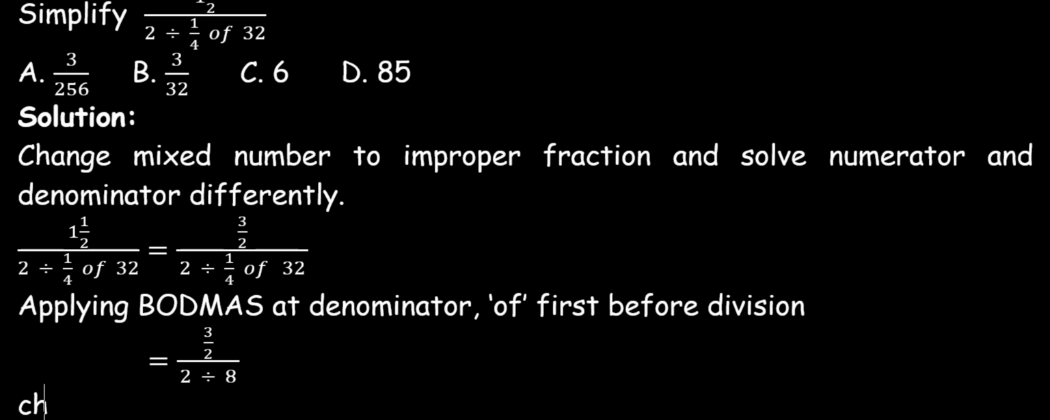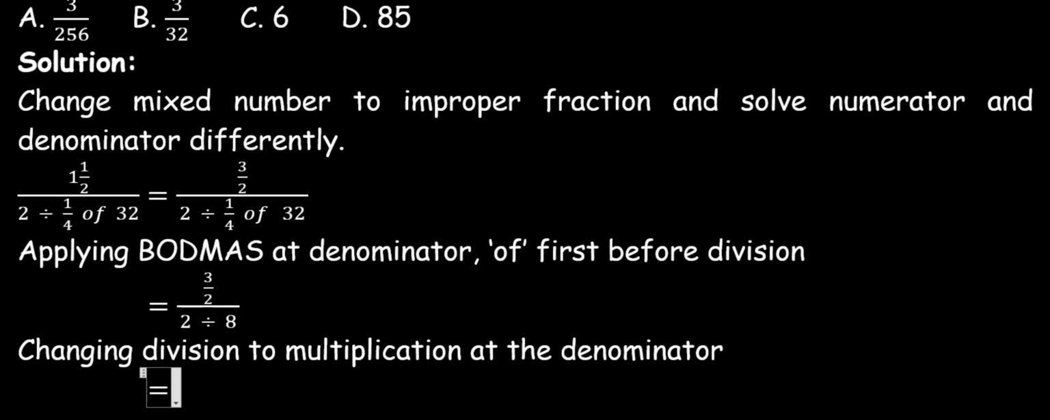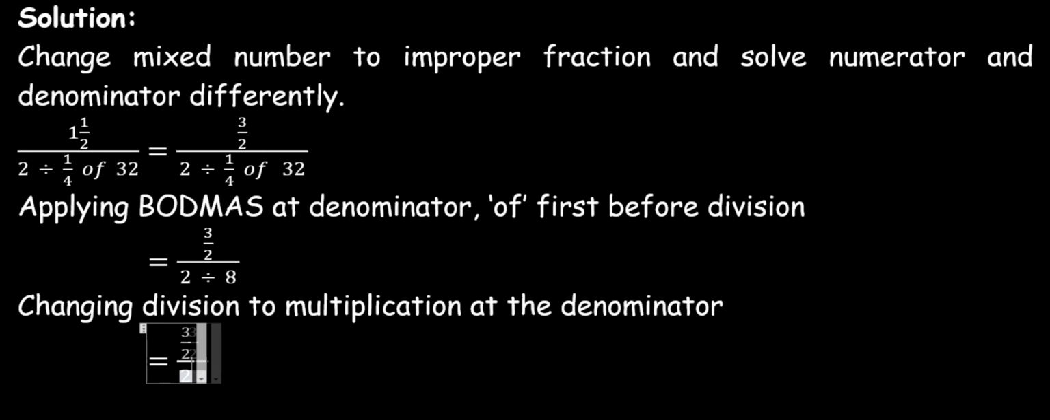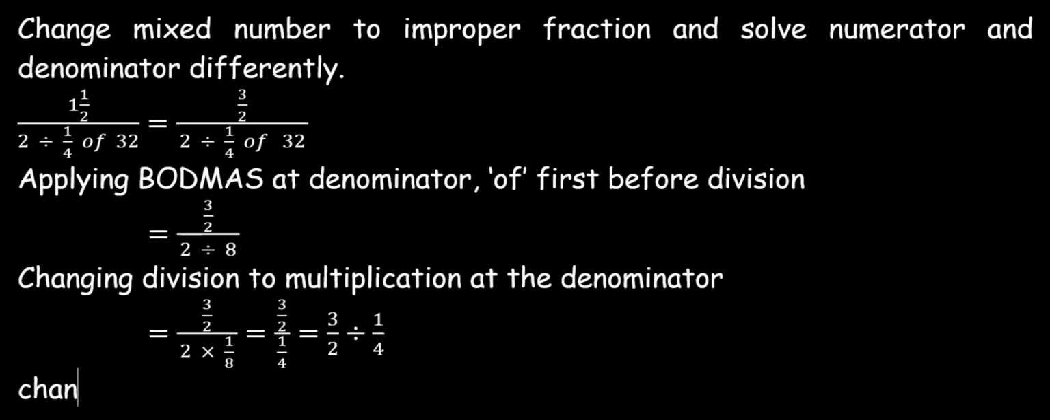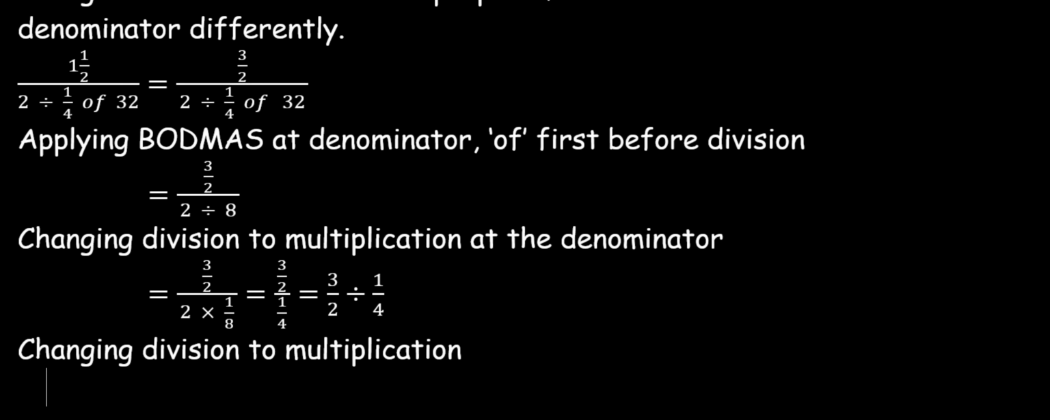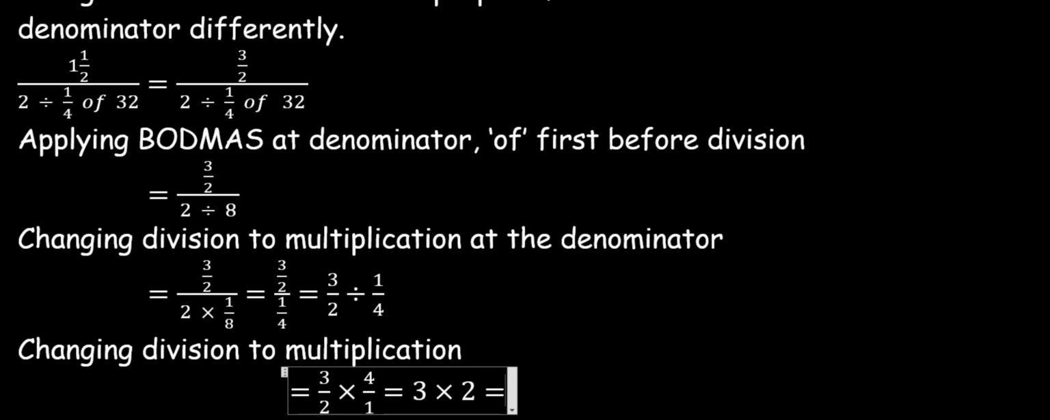Next, changing division to multiplication at the denominator, it will be equal to 3 over 2 divided by 2 times 1 over 8, which is equal to 3 over 2 divided by 1 over 4. We are expressing it properly. Changing from division to multiplication, our result will be 3 over 2 times 4 over 1. Our result will be 3 times 2, which is the same as 6.